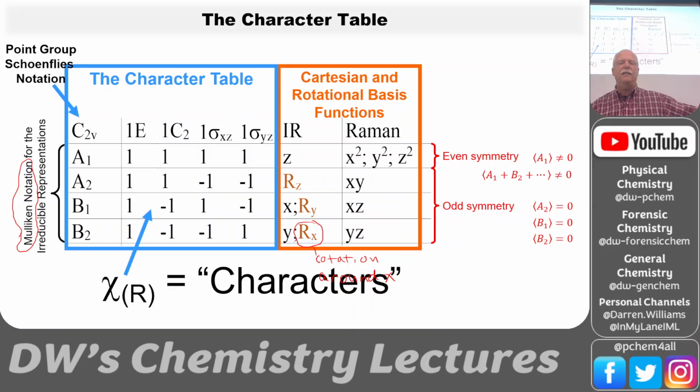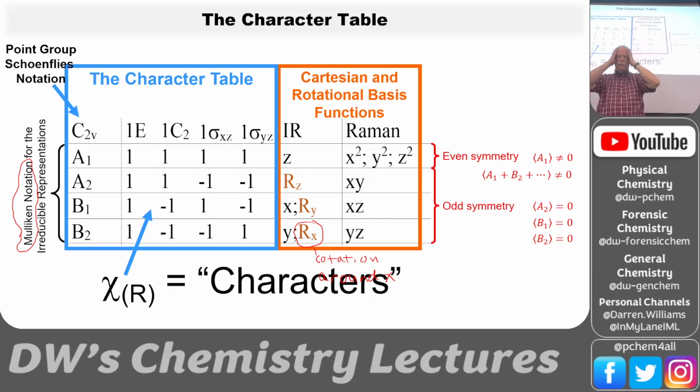So the x-axis in this molecule is B1. So light polarized along the x-axis will have the symmetry of B1. Light polarized along the z-axis will be A1. So you can look up light in this table by picking X, Y, or Z. Y polarized light would be right here, and that would be B2.